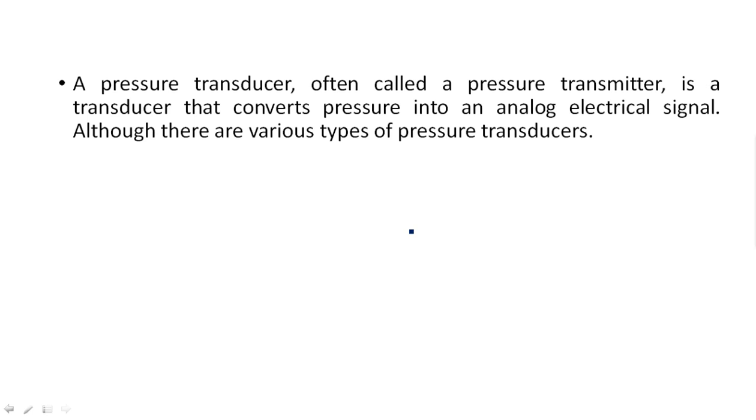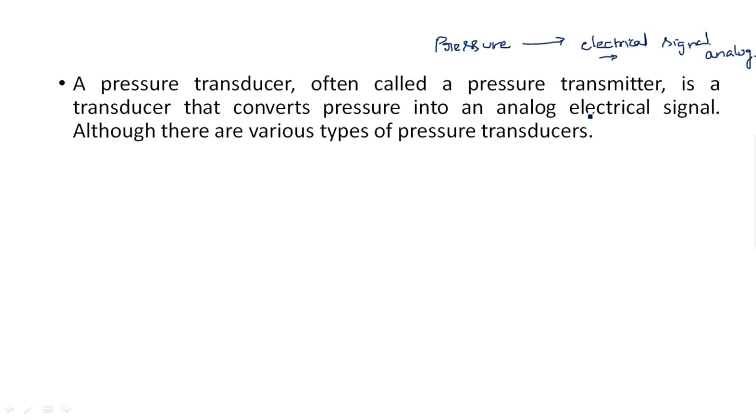Before going into the measurement, let us see some concepts related to pressure. What do we mean by pressure and how do we measure it? A pressure transducer, often called a pressure transmitter, is a transducer that converts pressure into an analog electrical signal. So we are calculating the pressure in terms of an electrical signal. It is an analog signal, which is a continuous variation, not a DC signal. So pressure can be calculated in terms of an electrical signal.